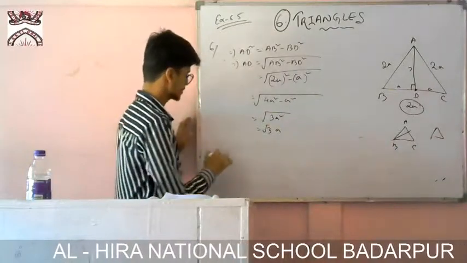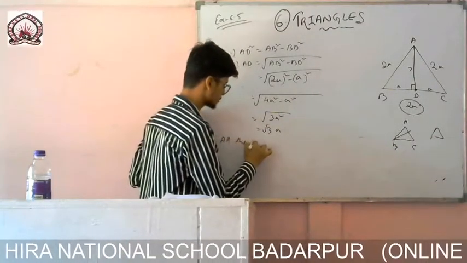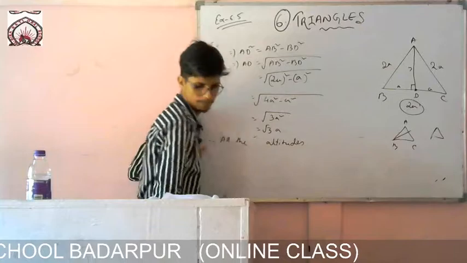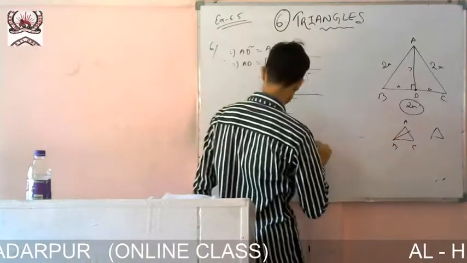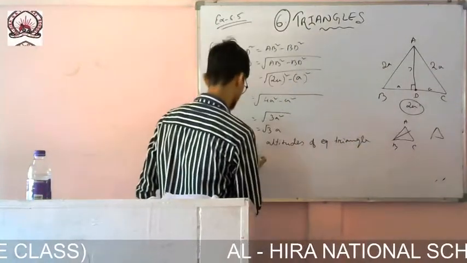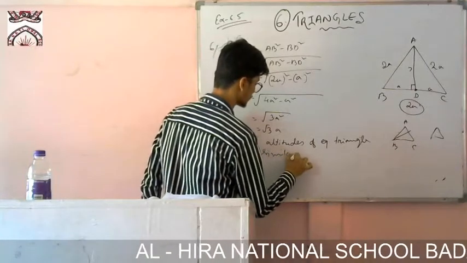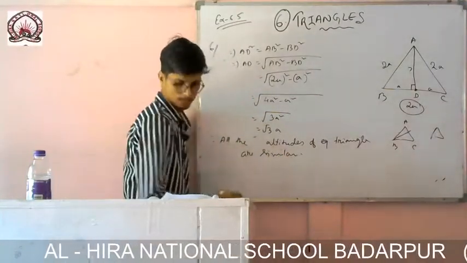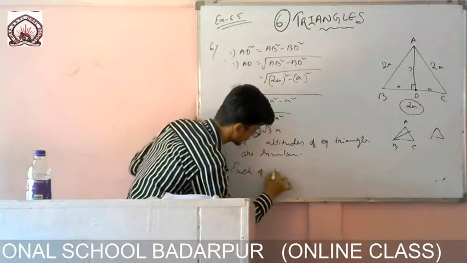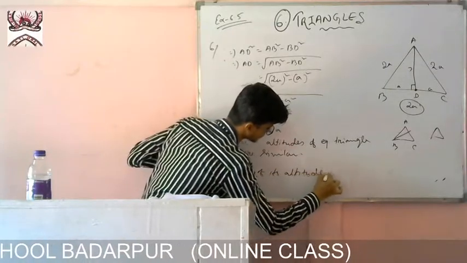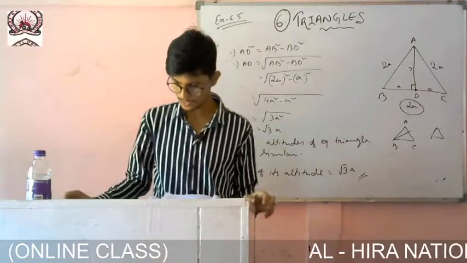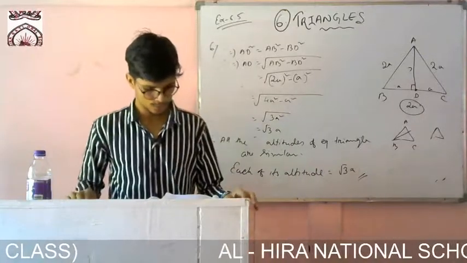So you write like this: since all the altitudes of an equilateral triangle are similar, therefore each of its altitudes is equal to root 3a. Each of its altitudes is equal to root 3a, okay.